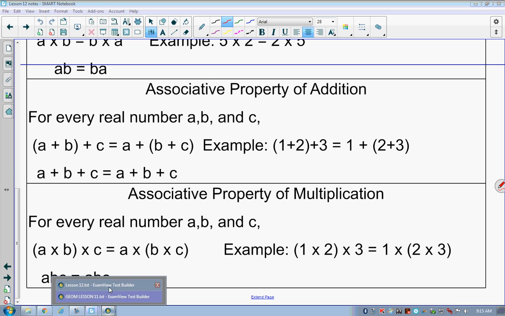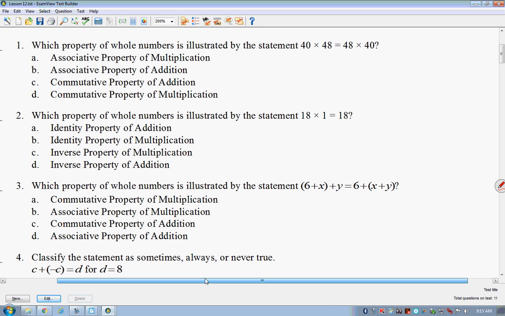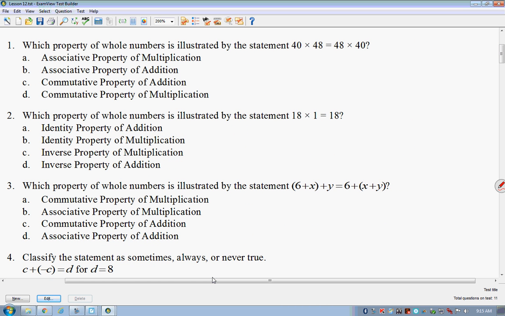Let's look at some questions here. Which property of whole numbers is illustrated by the statement 40 times 48 equals 48 times 40? Can anybody tell me what property we're using? Tiffany. Commutative property of multiplication is exactly right.